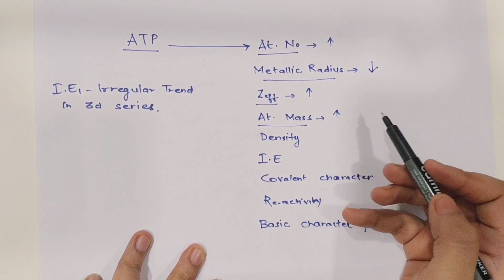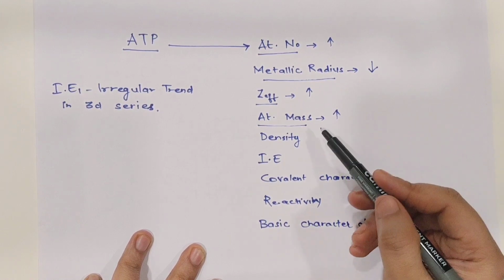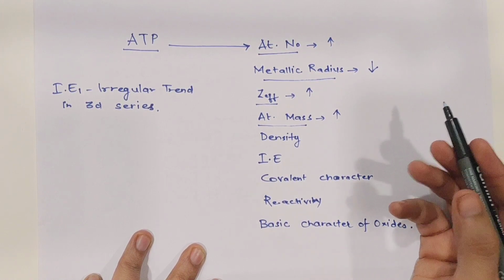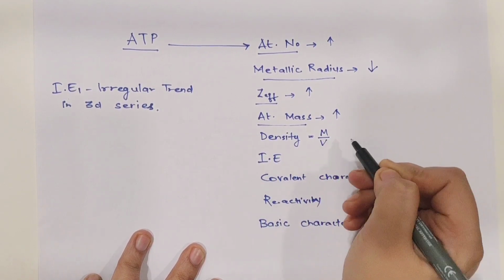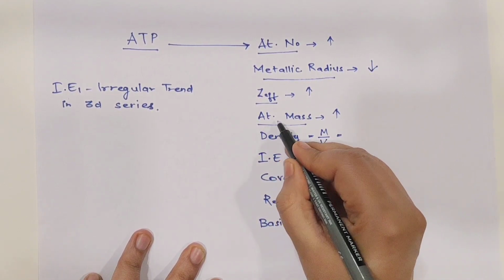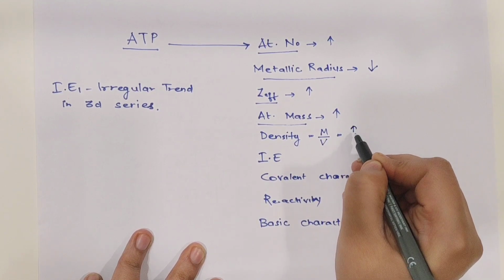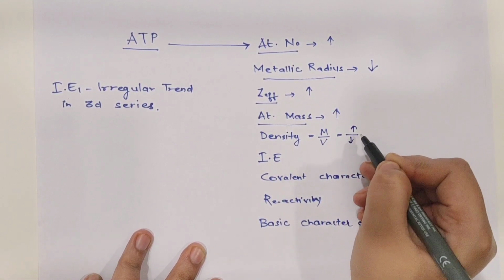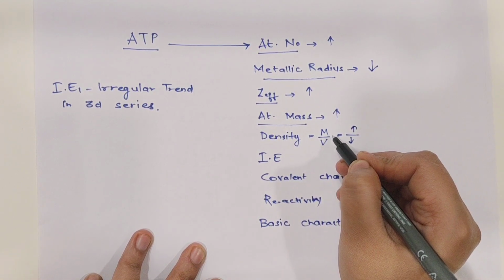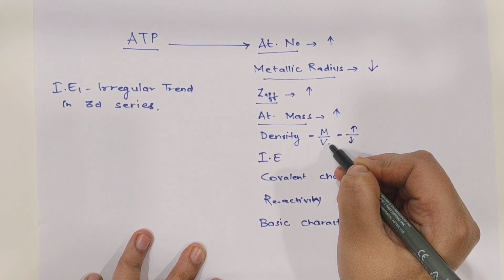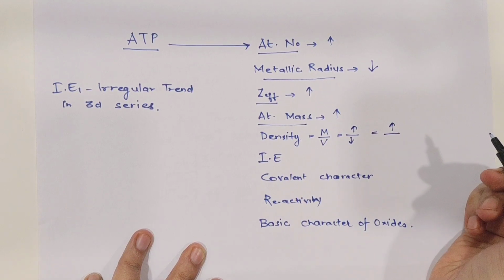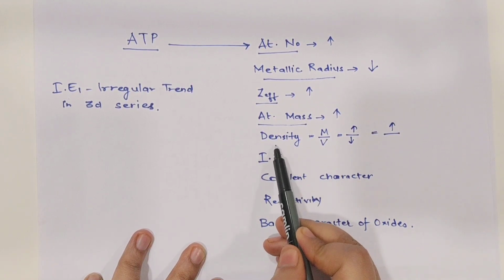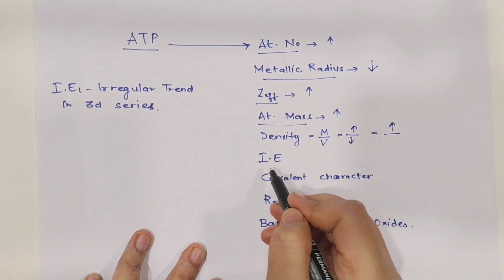So number of protons and neutrons, they're both increasing, so atomic mass keeps on increasing. Density. Density is mass by volume. Now let's see. As we move left to right, atomic mass increases, volume decreases. If numerator keeps on increasing, denominator keeps on decreasing, so density would keep on increasing. So as we move from left to right, density increases.